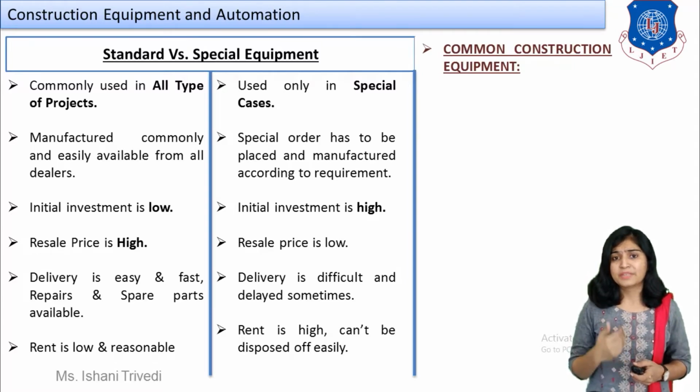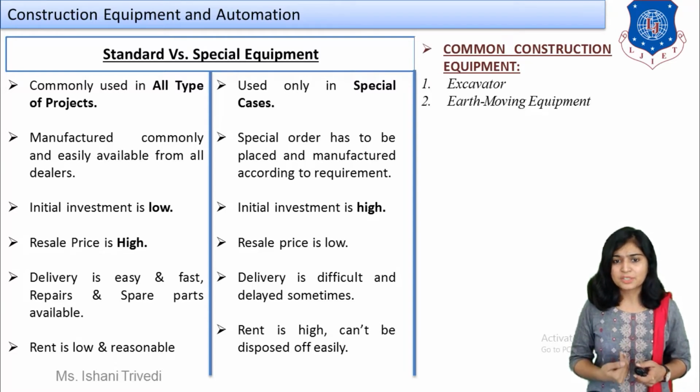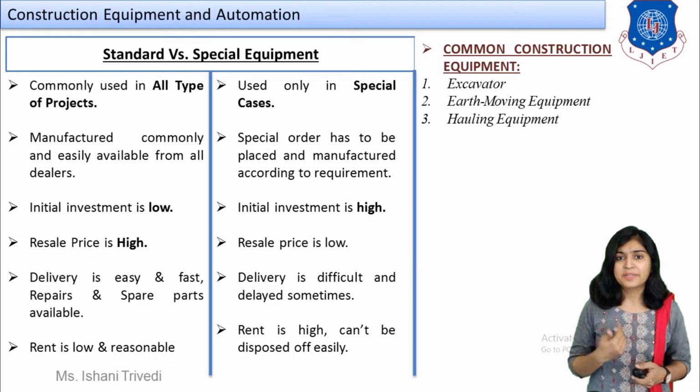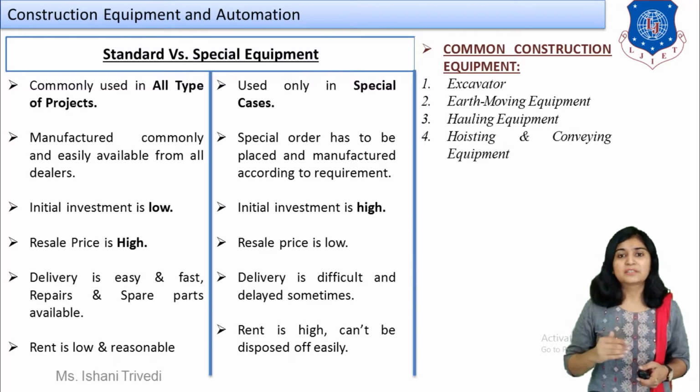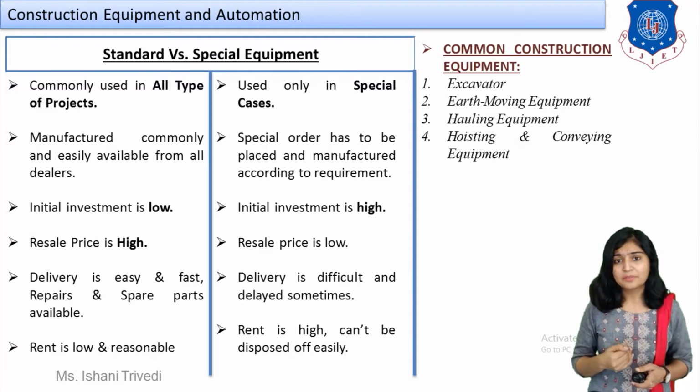Okay, so next, the common types of equipment which we are going to talk about in our academics. First we have the excavator. Then we have earth moving equipment. It means the soil, right? Earth moving means removing a large portion of soil from the ground. That is earth moving equipment. Next we have hauling equipment, right? You have to transport heavy loads, that is hauling equipment.